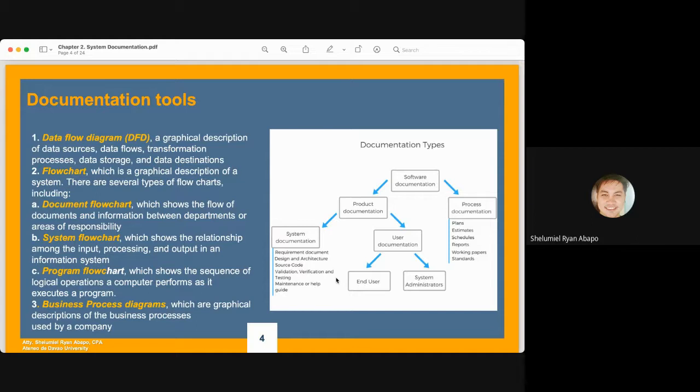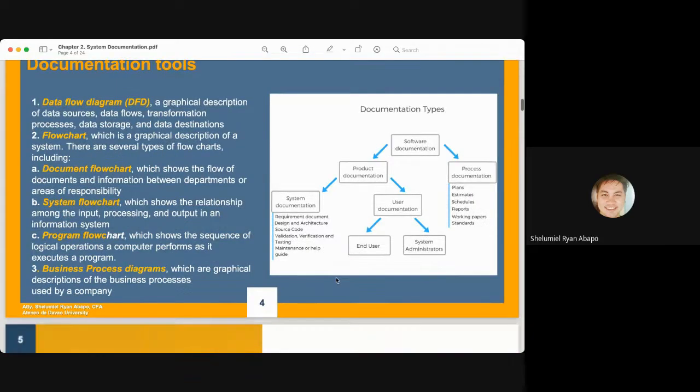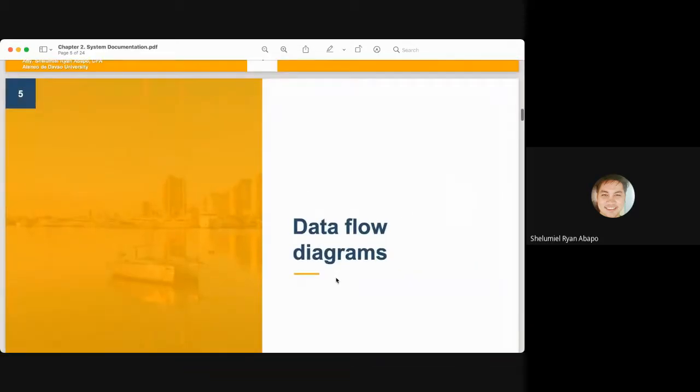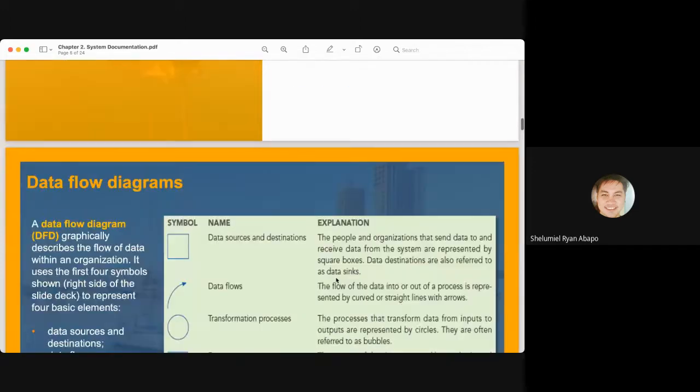So the administrators will refer to the system administrators documentation as guidance of how they're going to do it and what will be the effects later on if there will be changes. So at least they are not left groping in the dark. So documentation basically is a guidance. All right. Now, let's proceed to the first tool, which is the data flow diagram.